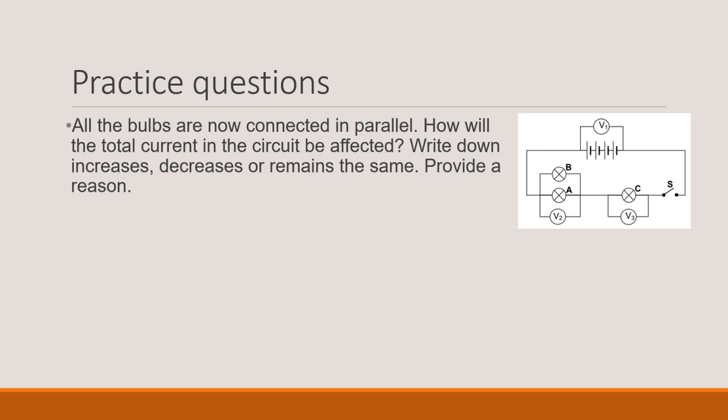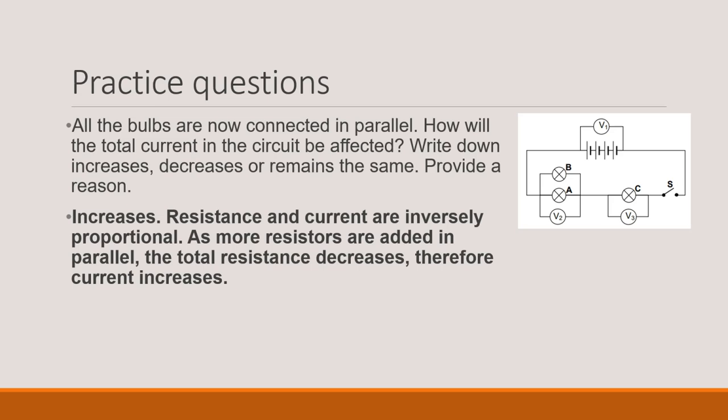Total resistance will go down. So what will happen to the total current? The total current will go up. And that's because resistance and current are inversely proportional. So the answer will be increases. As more resistors are added in parallel, the total resistance will decrease. So the current will increase because resistance and current are inversely proportional. That brings us to the end of the section on electric circuits.